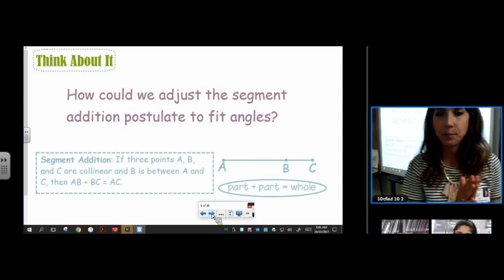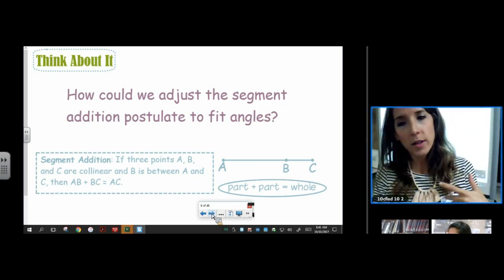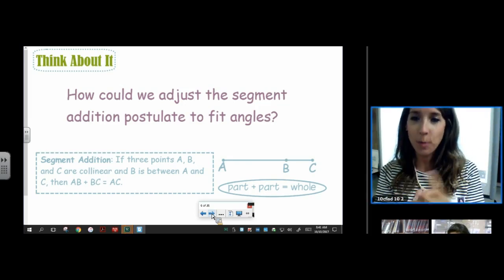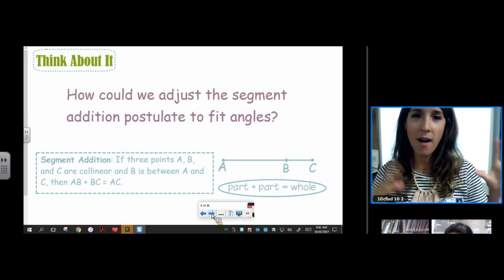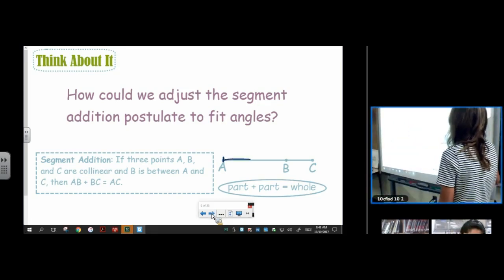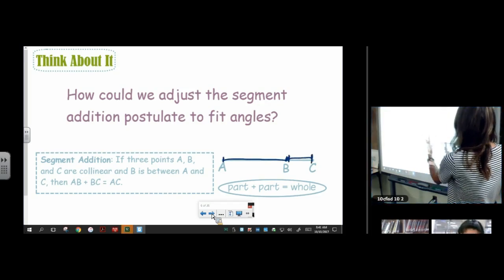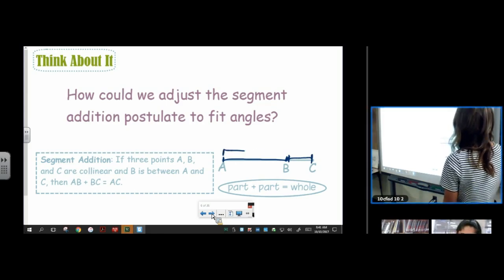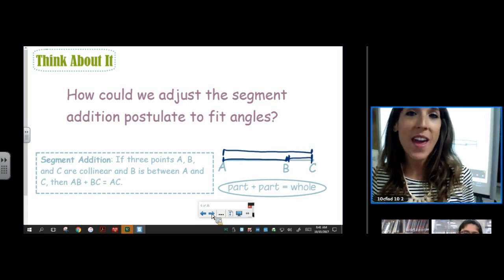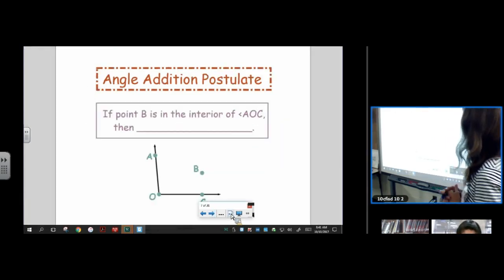So when we were in the segment addition lesson, we said if 3 points A, B, and C are collinear and B is between A and C, then AB plus BC equals AC. And we kind of dummied it down: part plus part equals whole. We know that if we start here and end here, and then we start where we left off and end here, the sum of those lengths will equal the entire segment. We're going to do the same thing, but with angles. So just watch and then I'll let you write it down.